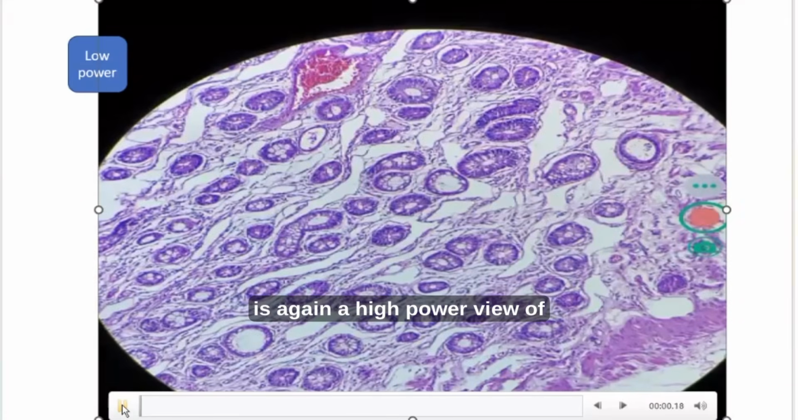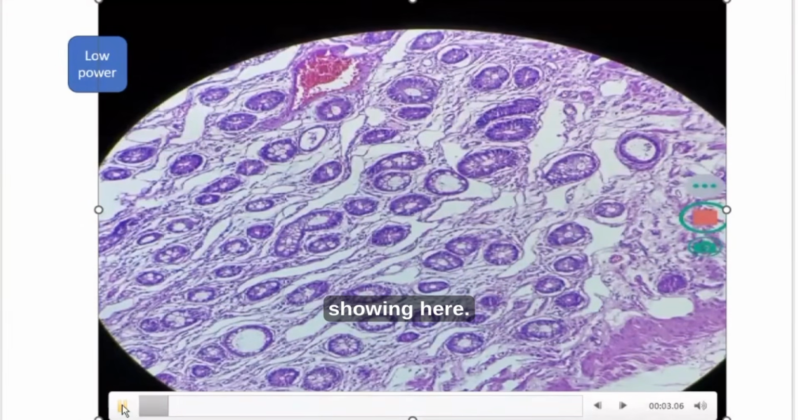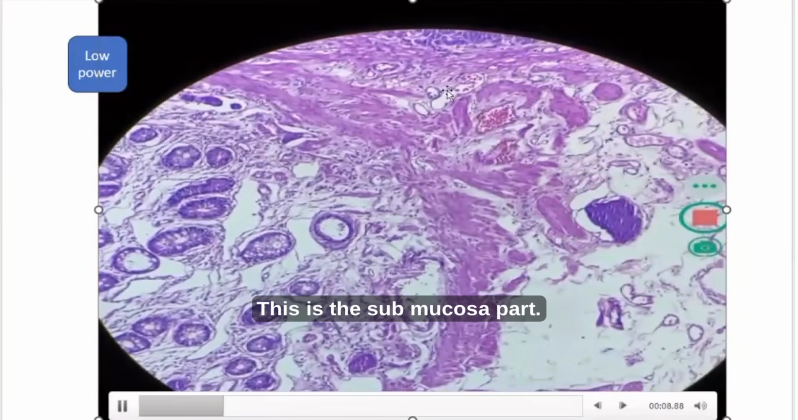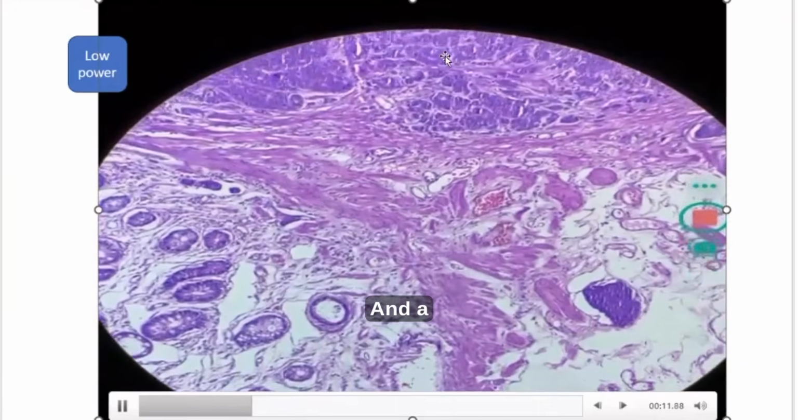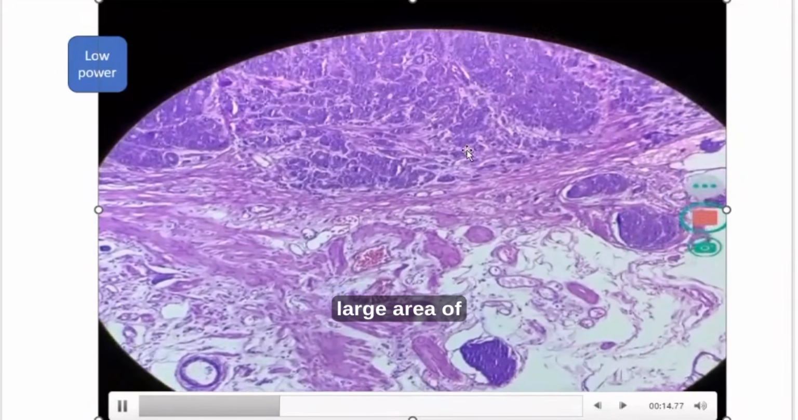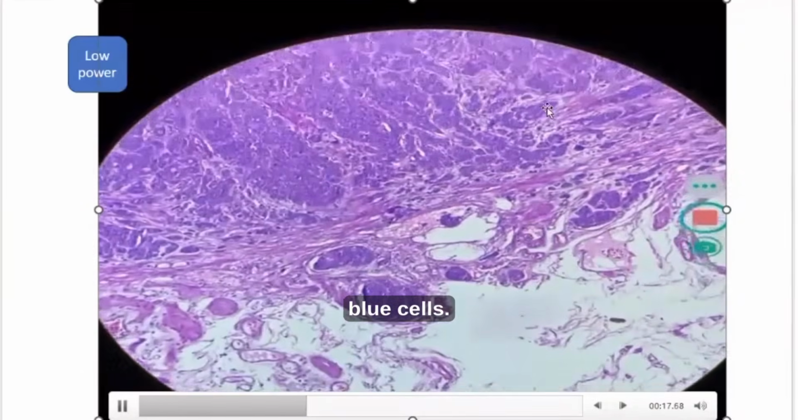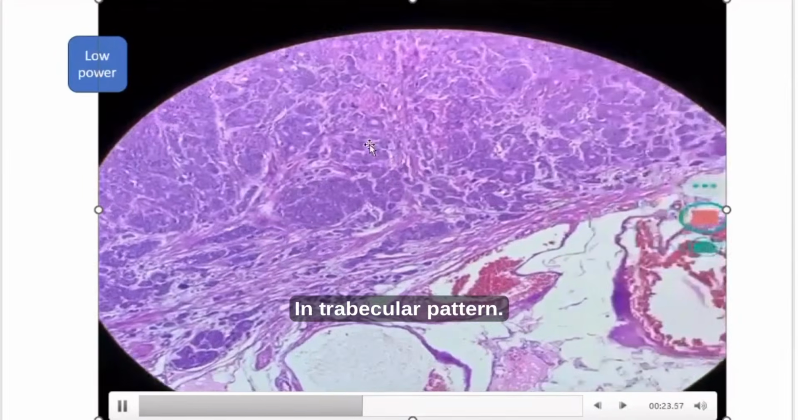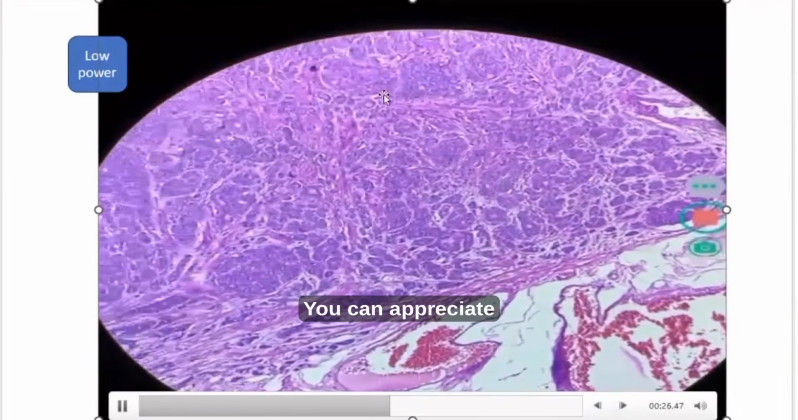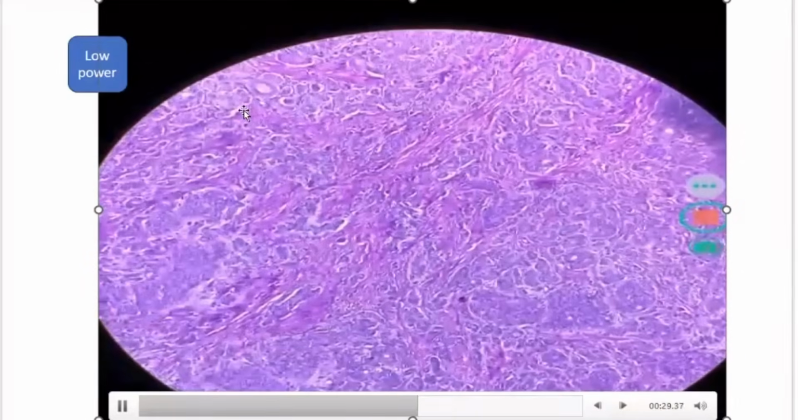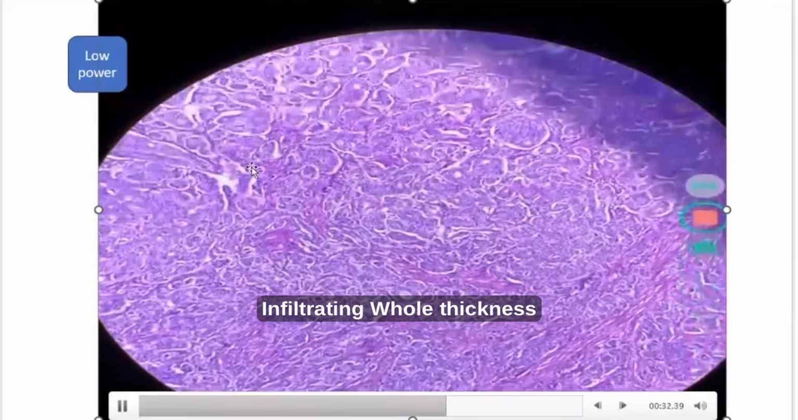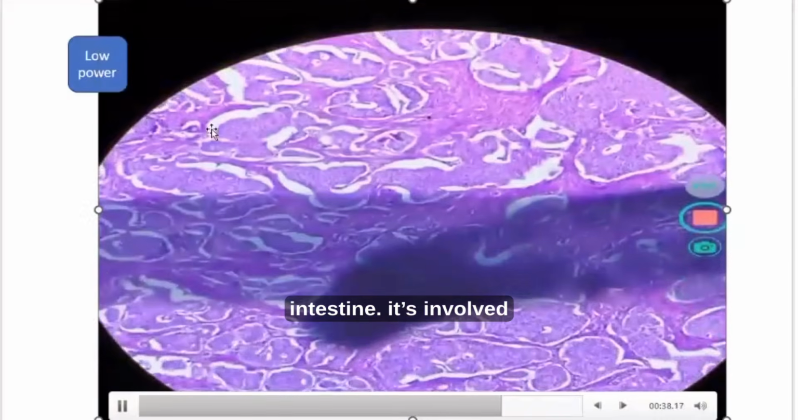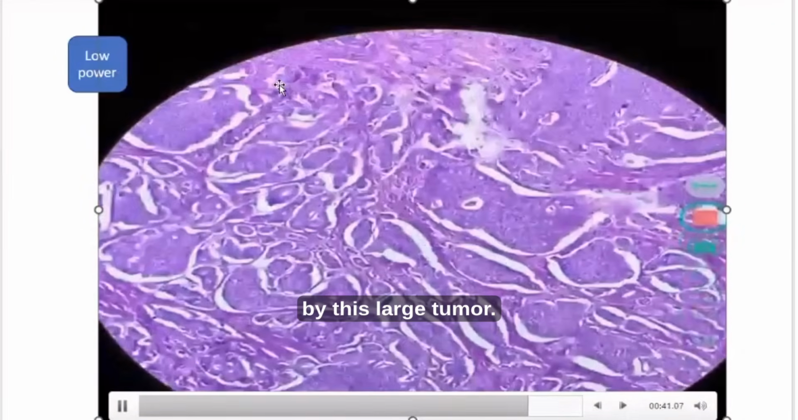This is again a deeper view. This is the normal mucosa. This is the submucosa part, and a large area of blue cells in a nesting pattern and trabecular pattern you can appreciate. This is the infiltrative pattern, infiltrating the whole thickness. The intestine is involved by this large tumor.